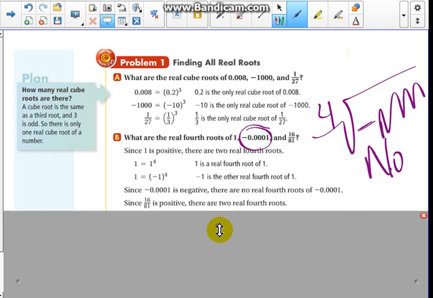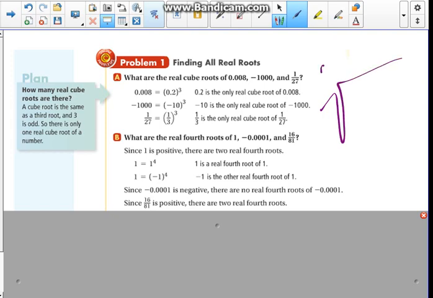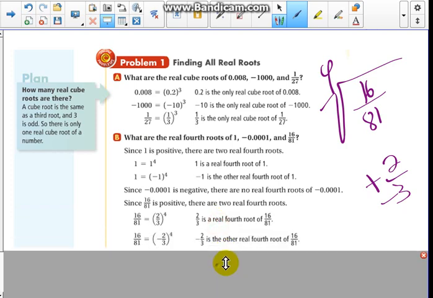And then the 4th root of 1681, well, that's going to be 2/3, positive 2/3, and negative 2/3. Okay, and you just have to reverse multiply. You have to think what times what times what times what equals that number.